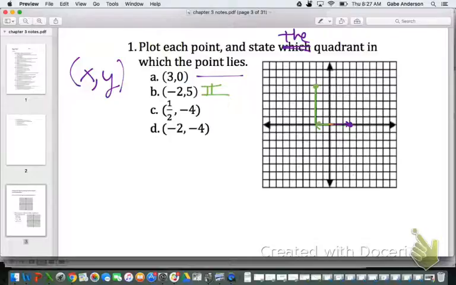But then we're going to go down 4, right? Because -4 means down 4 in the y direction. So down 1, 2, 3, 4. And then that point would be right about there. Which quadrant is that in? Quadrant 4. So Roman numeral 4, IV.